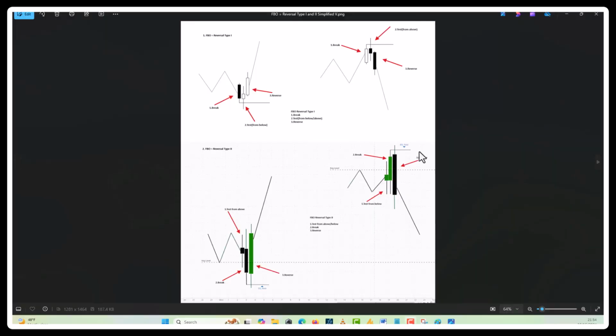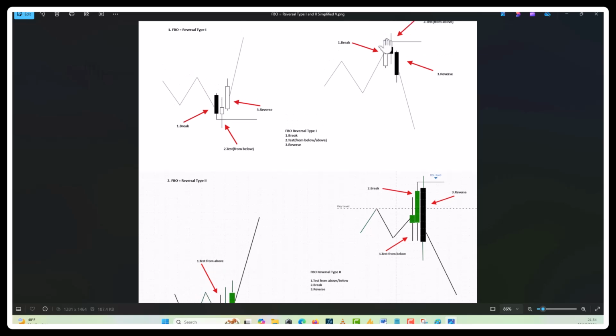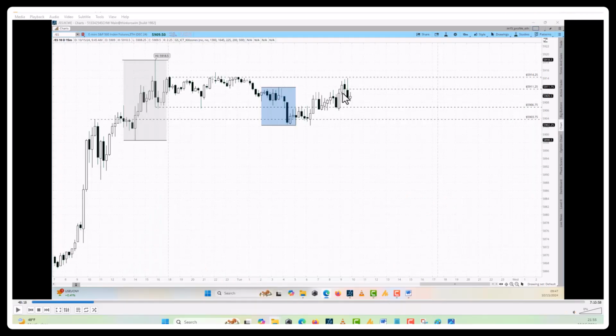That's our bread and butter setup. Yeah, right here, go back to our simplified model right there. So basically, it's break, test from above, and reverse. Exactly, you see that? And you see it right there. We thought, all right, so it may reverse from here, because you see the test from below right there. So it can be a reverse from here.